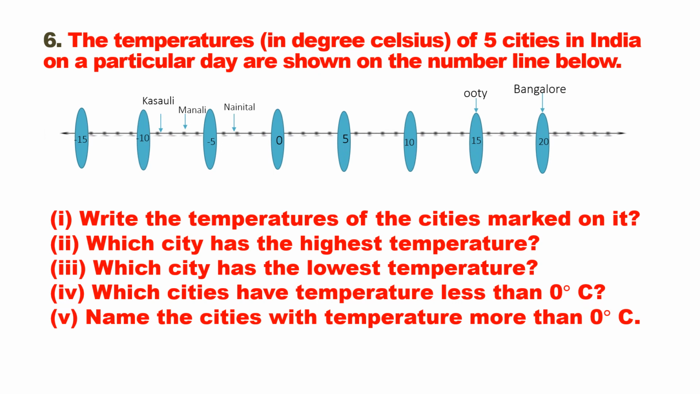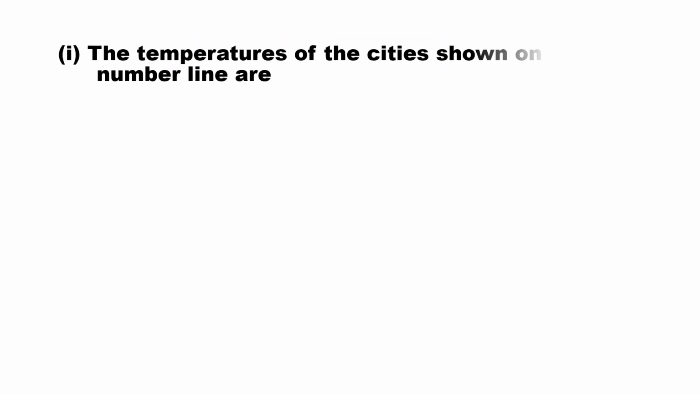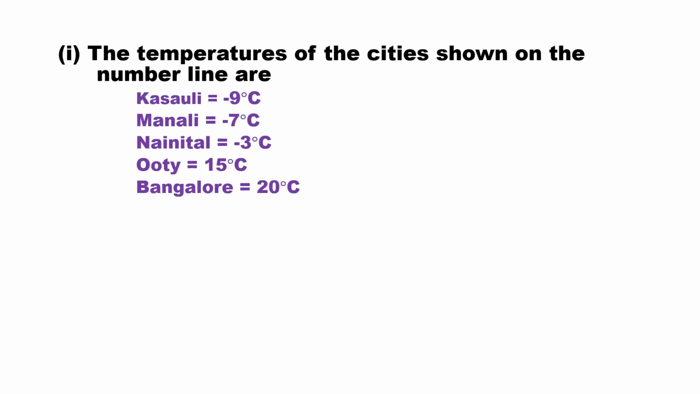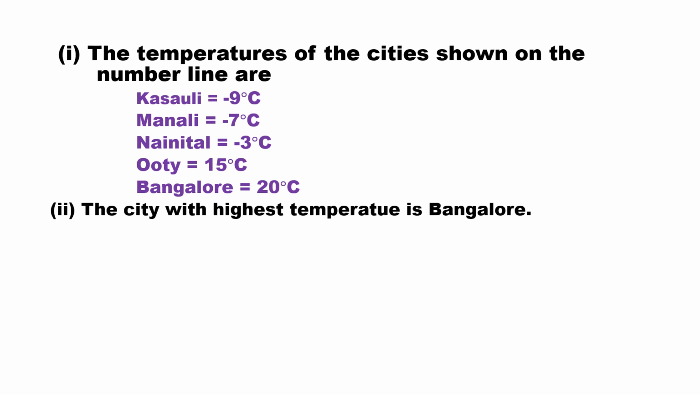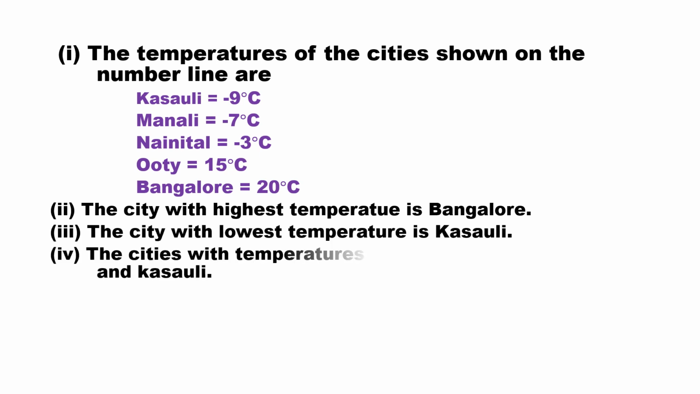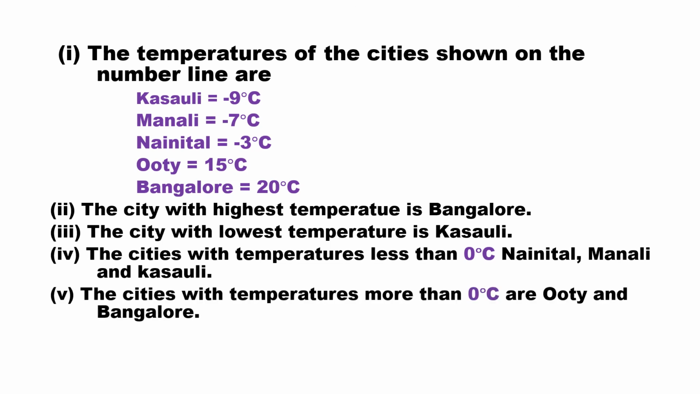So your answers for these questions are these. The temperatures of the cities shown on the number line are as indicated. We wrote them in degree Celsius. The highest temperature city is Bangalore. Lowest temperature is Kasauli. Less than 0 degrees are Nainital, Manali and Kasauli. More than 0 degrees are Ooty and Bangalore.